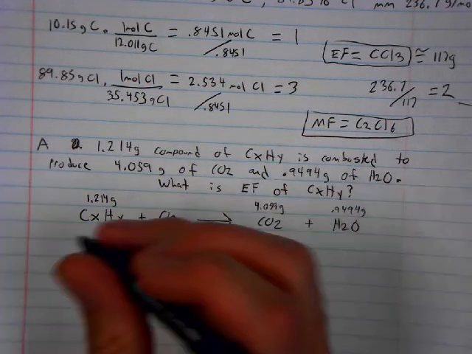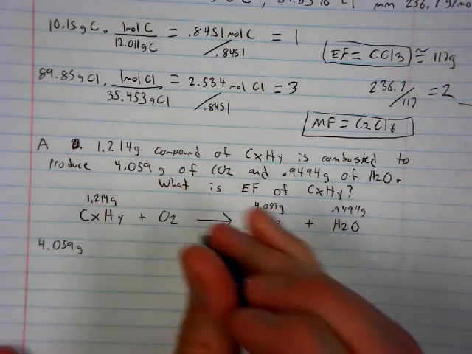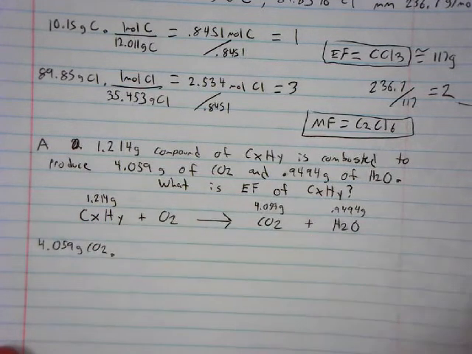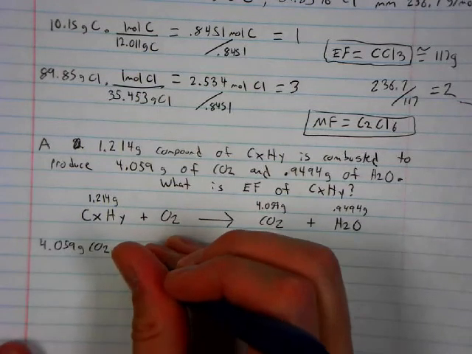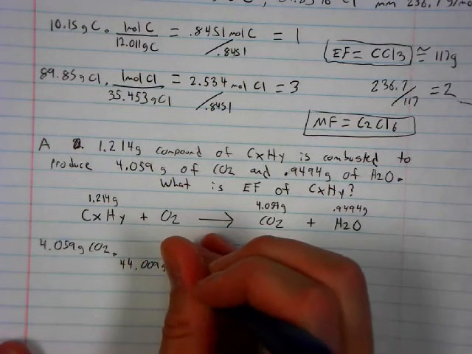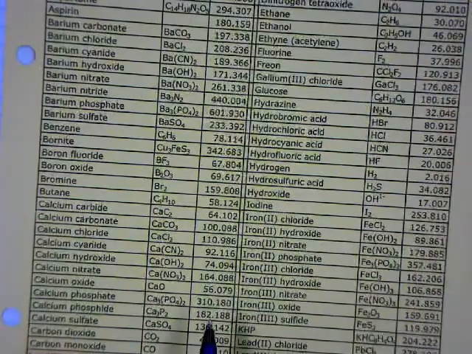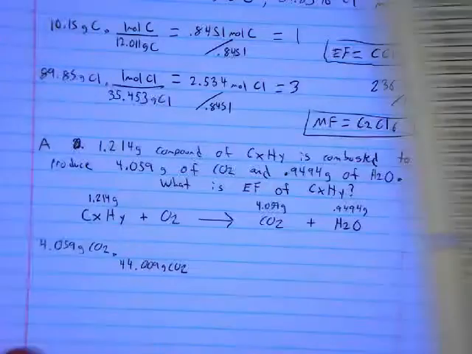Here's how I would do it. I know that I need to get moles of carbon and moles of hydrogen. The only place I have carbon where I can actually figure out moles is in carbon dioxide. So I'm going to take my 4.059 grams of CO2, and I'm going to get that to moles of CO2 because I can't get to moles of carbon directly from this.